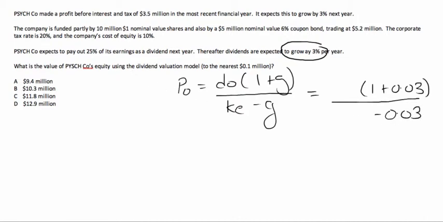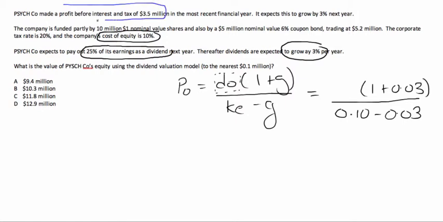We're also told that the cost of equity is 10%, so that can go in as 0.1. So all we need to do now is find out the value of this dividend. And we are told that 25% of the earnings are paid out as a dividend. So all we have to do now is work out what the earnings are. And we're told that the profit before interest and tax is 3.5 million.